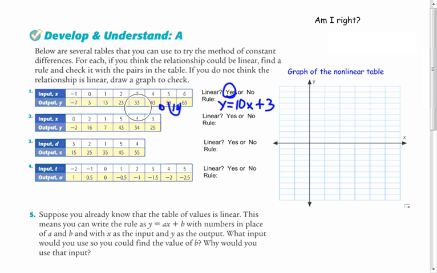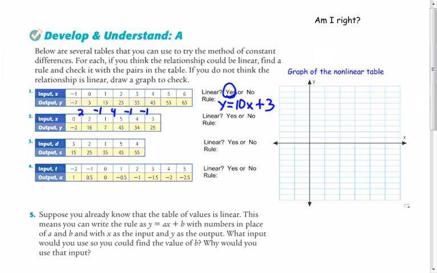we're going to go ahead and do the difference between the inputs and the outputs. Here we're going up 2. Here we're going down 1. 1 minus 2 is negative 1. 5 minus 1 is 4. 4 minus 5 is negative 1. 3 minus 4 is negative 1.